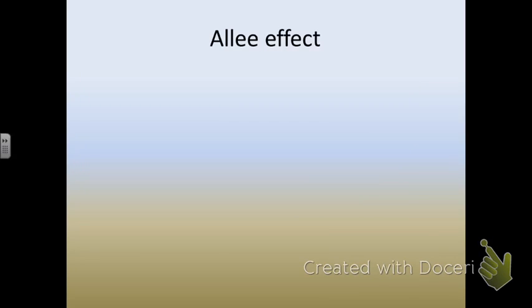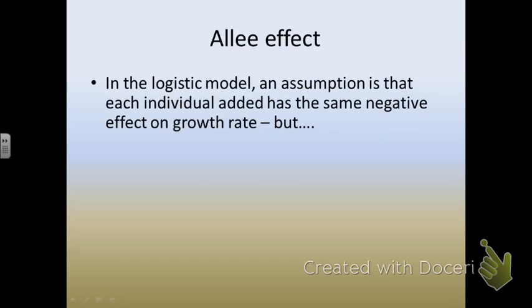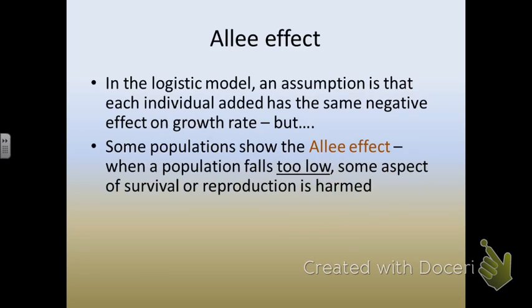Moving on to the next idea, a kind of related, little secondary idea that's interesting though, is the Allee effect. Like I mentioned before, in the logistic model, there's an assumption made that as the population gets bigger, you end up with more and more individuals that you're competing with. So each individual then has a negative effect on the growth rate. But that isn't always the case for some populations.